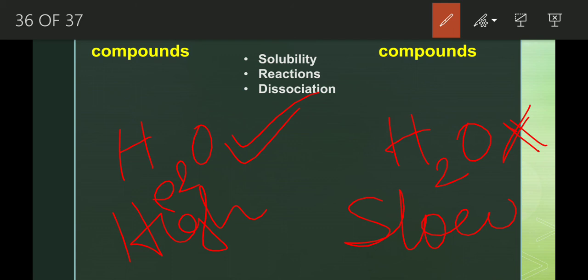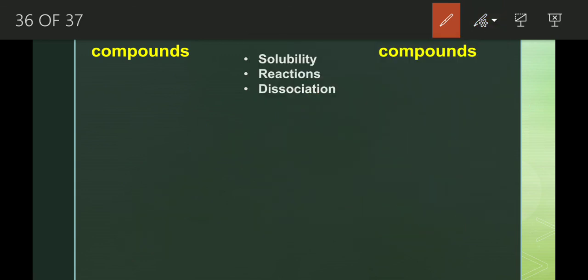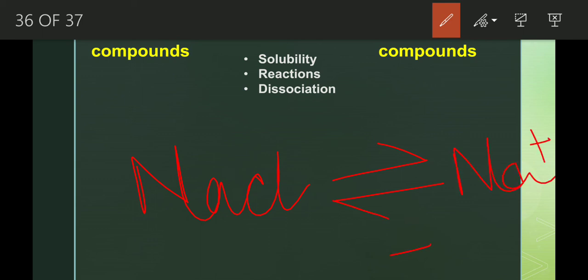And in the case of dissociation, what happens? Electrovalent compounds undergo electrolytic dissociation because electrolysis occurs here in molten or aqueous state. For example, when sodium chloride is dissolved in water, or in molten or aqueous state, it will dissociate into sodium ions and chloride ions, Na+ and Cl-, but in molten state. Okay, not in solid state.